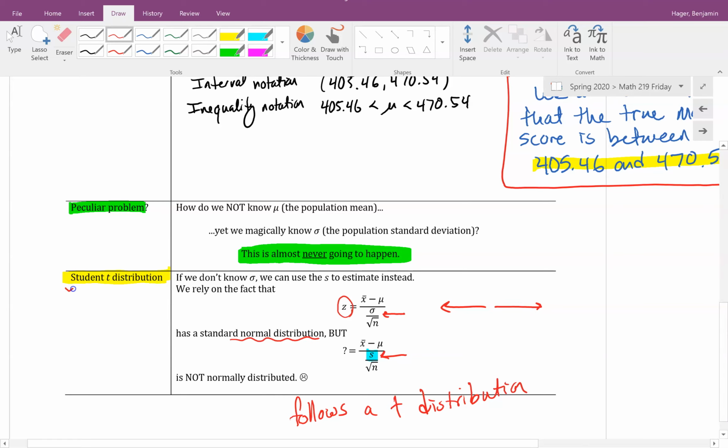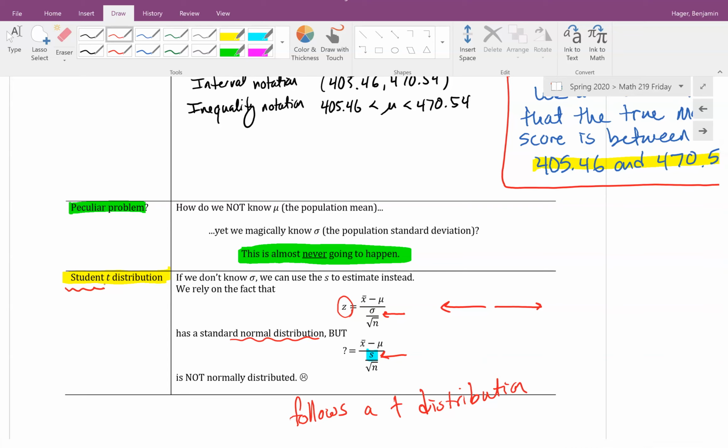The reason this is known as the student t-distribution is, I should have looked up the guy's name. I don't recall the name of the guy that came up with this, but he was under contract basically not to publish any findings while an employee of the factory. He wanted to share his findings, so he just published it under the name student. Okay, and so it's known as the student t-distribution.